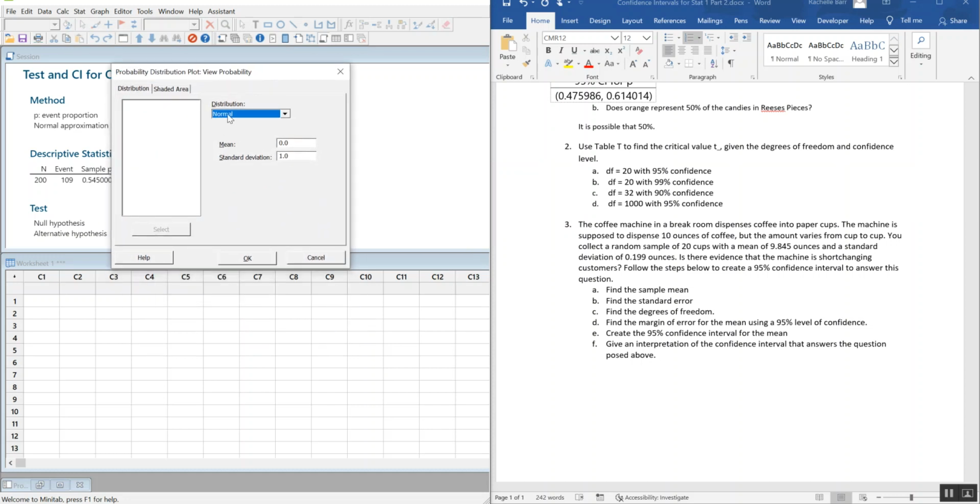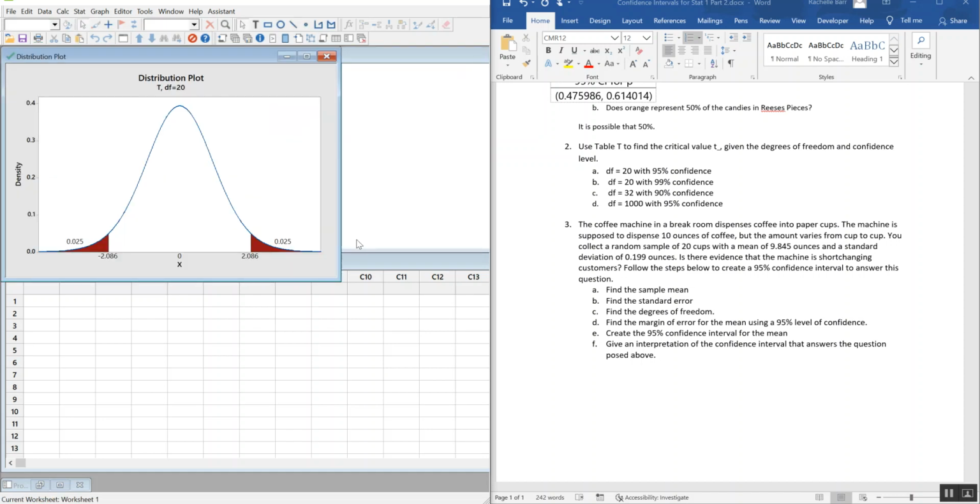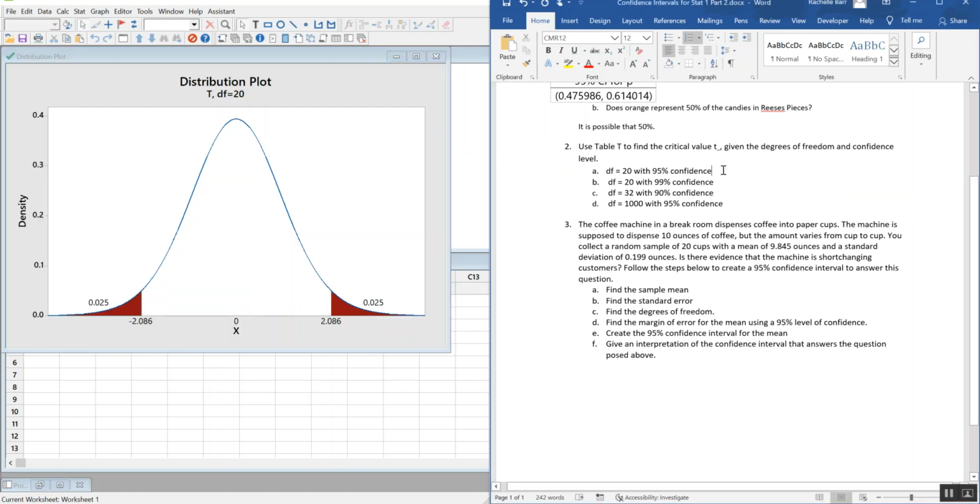All right, so I'm not using the normal, I'm using t. My degrees of freedom is 20. I'm going to go over to shaded area now. And I want to have 95% level of confidence, which means 95% in the middle, which means lying equally on each side outside of this in the tails will be 5%. So I want to put 5% in both tails. So I'm going to select both tails with 0.05 and hit OK. And then there's my t value. So it appears that my value of t is 2.086.